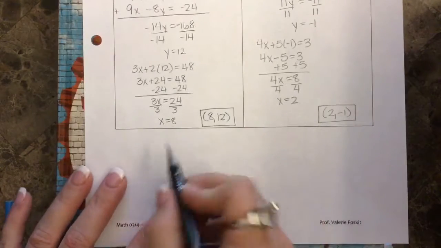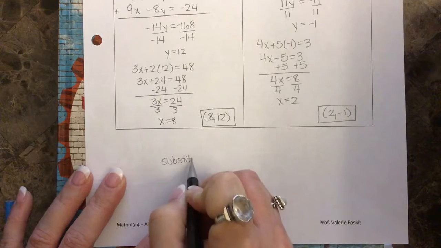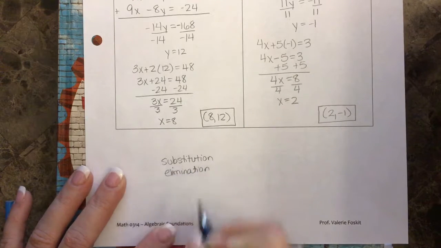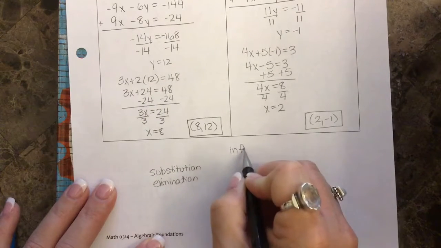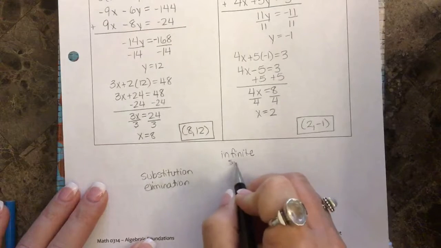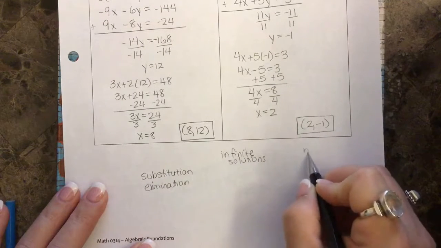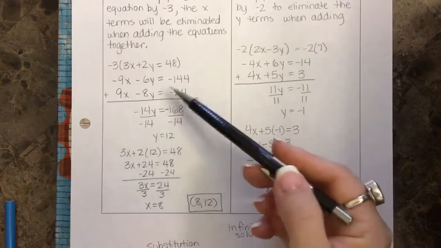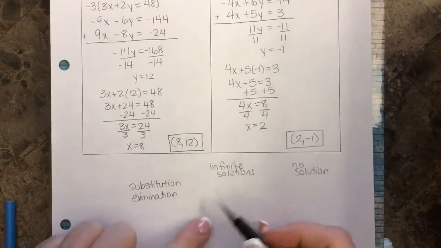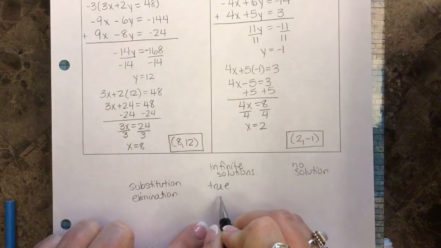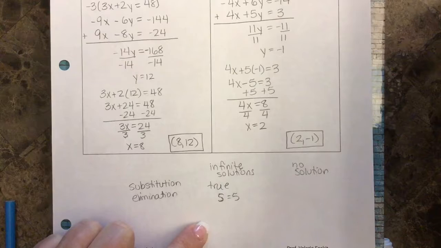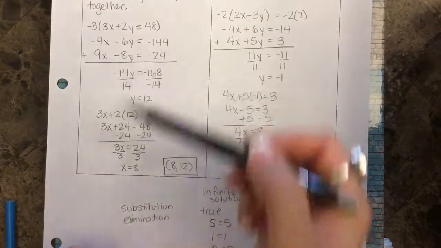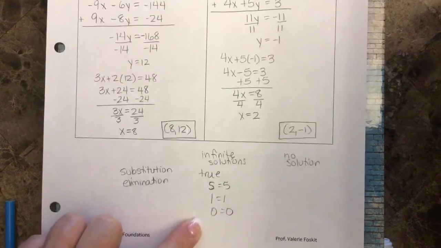Now, I just want to point out that if you're using the substitution or the elimination method, or addition method, for infinite solutions, which we didn't talk about except in graphing, and no solution, where the lines are parallel, what would end up happening with infinite solutions is that when you try to use either one of these methods, you would end up with a true statement, such as 5 is equal to 5, or 1 is equal to 1, or 0 is equal to 0, something that's true all the time. The variables would end up both canceling out exactly.